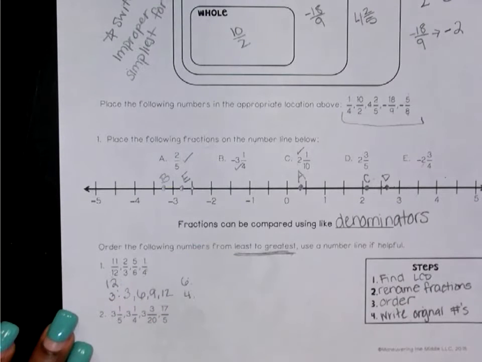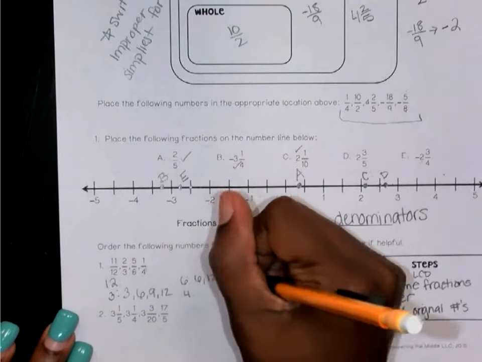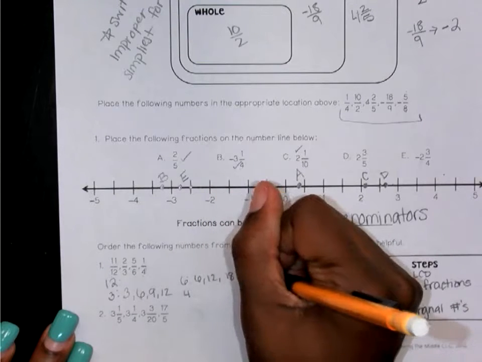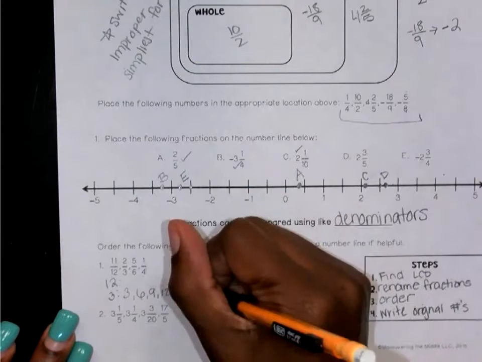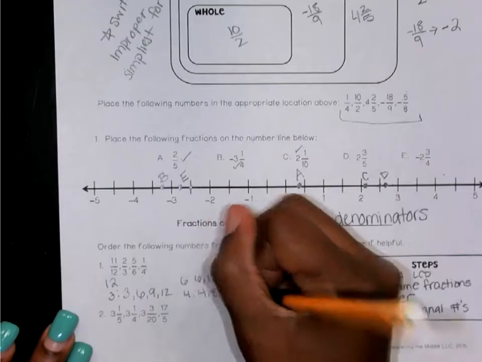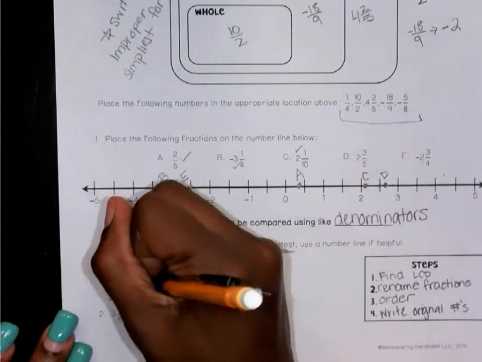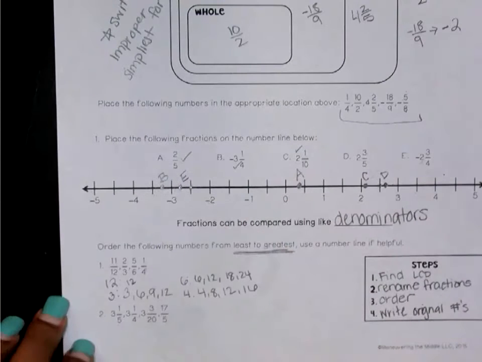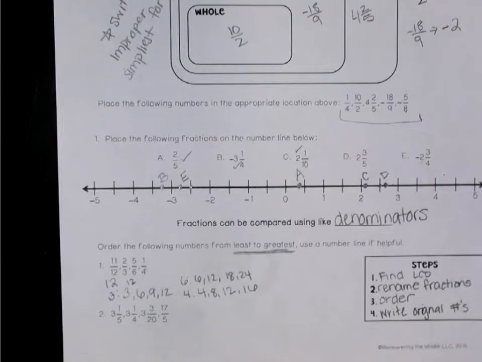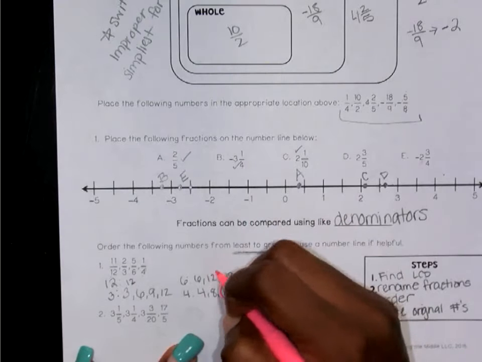Okay, with my 6, 6, 12, 18, 24. For 4, I have 4, 8, 12, 16. And my first common one is 12. So I'm going to see if I go ahead and look, my least common multiple or denominator is 12.